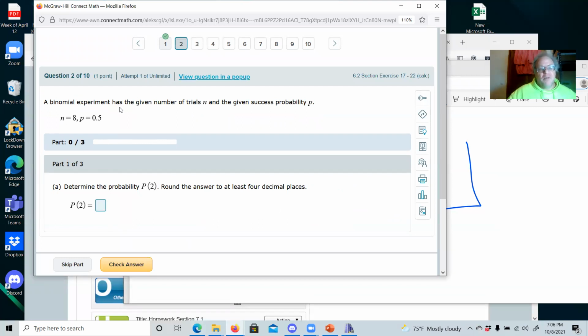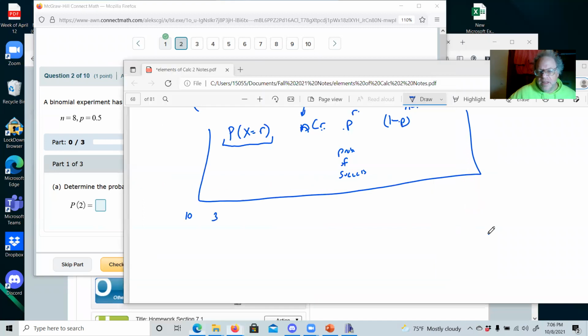All right, a binomial experiment has been given a number of trials n and its probability of success p. Determine the probability of x equal to 2. Answer to 4 decimal places. So we want the probability that X equals 2, but we know that we have a binomial. We have n equal to 8, p equal to 0.5. So let's put this together. We have 8 choose 2, because x was 2.